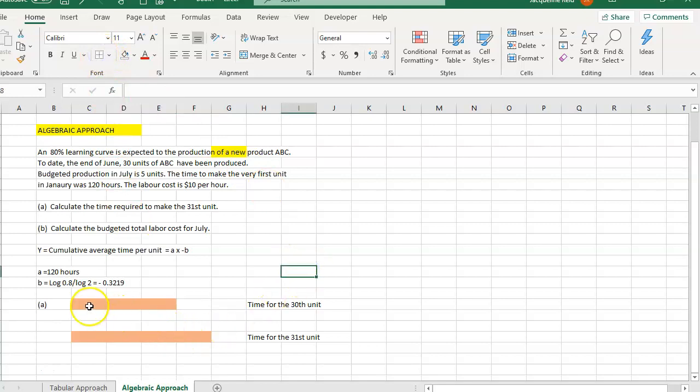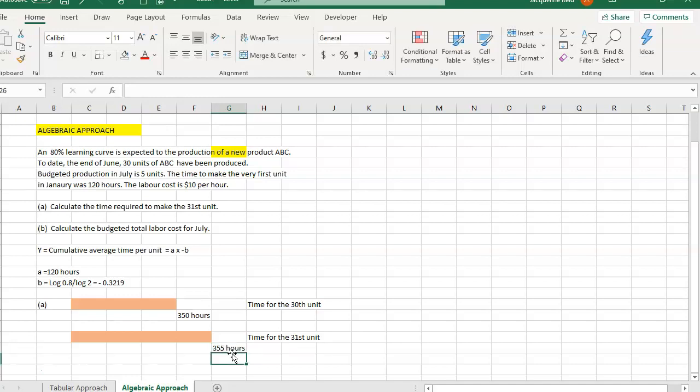The time, this timeline here, let us say that it was 350 hours. So when you did your calculation, you found out that the time for the 30th unit was 350 hours. And when you did the calculation, you found that the time for your 31st unit was 355 hours.